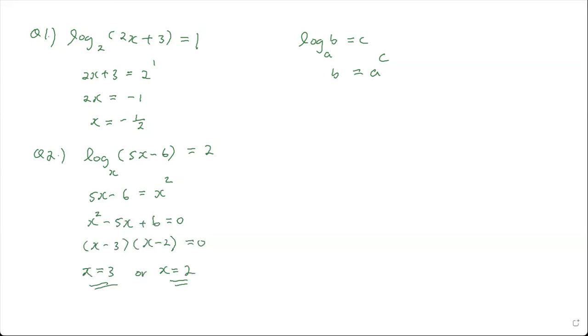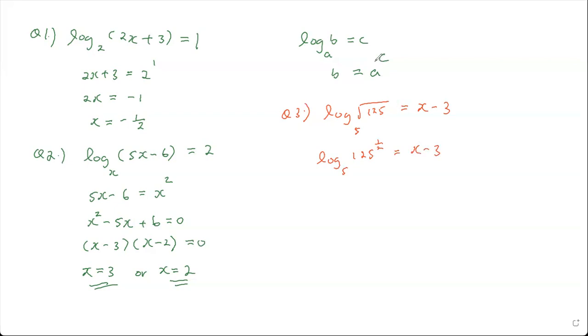Okay, let's go on to the third question. Question 3: log of square root 125 base 5 is equal to x minus 3. So what should I do here? Well, square root of 125 is 125 to the power of half. So this is log 125 to the power of half, base 5, equals x minus 3.